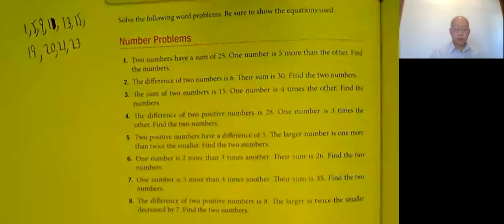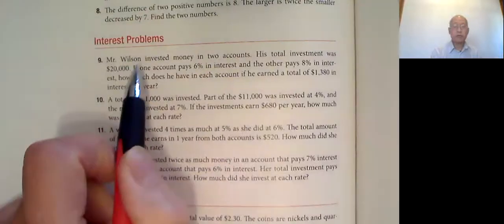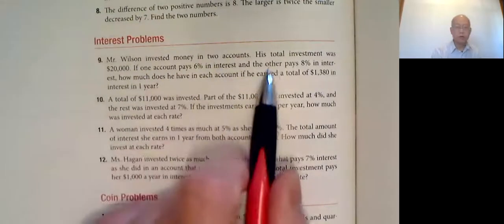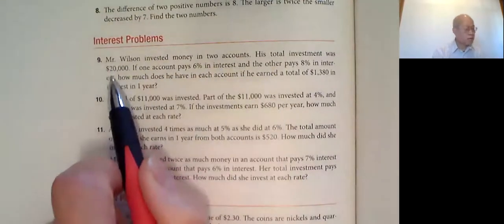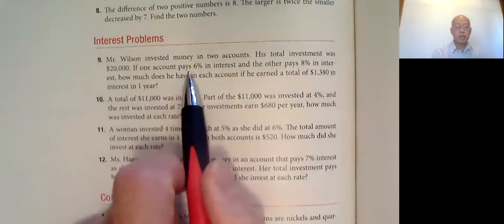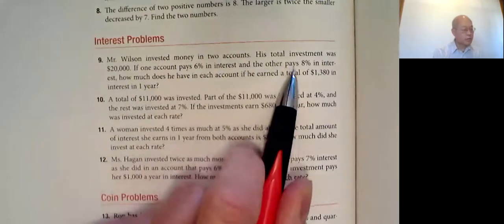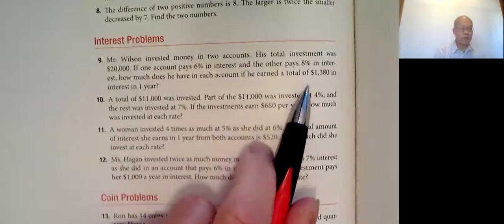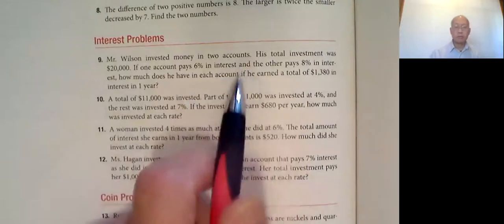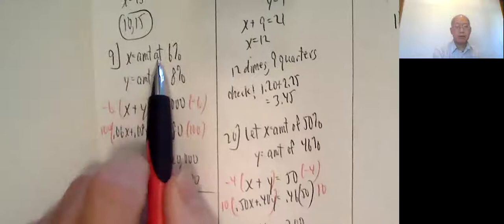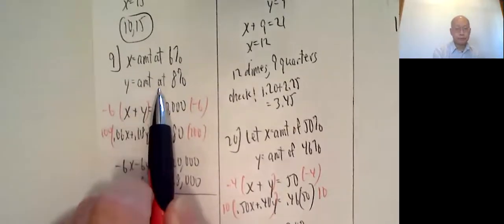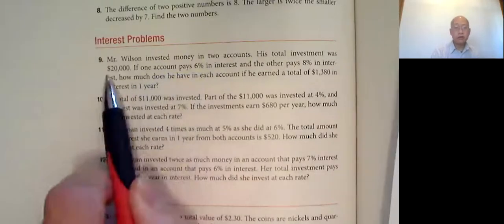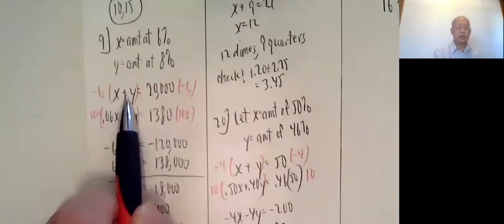9 and 11 are interest problems. Okay, so here's number 9. Mr. Wilson invested money in 2 accounts. His total investment was $20,000. One account pays 6%, the other pays 8%. How much did he have in each account if the total interest was $1,380 in 1 year? Okay. So declare our variables. Let x be the amount at 6%, y is the amount at 8%. The total investment was $20,000. That means x plus y equals 20,000.